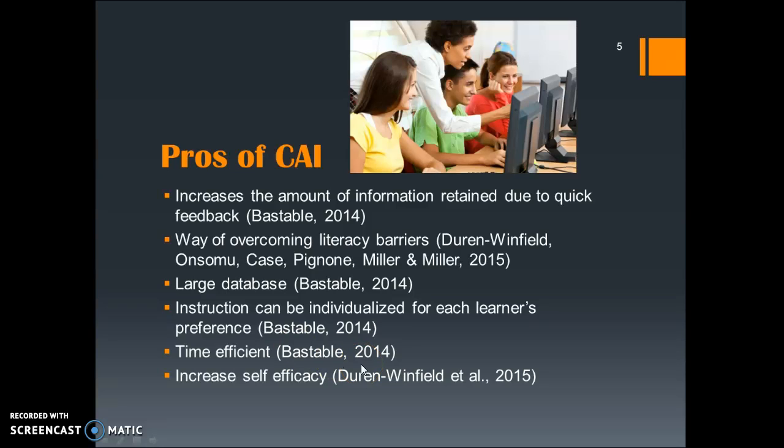Next, a large database. As we know, we can pretty much find anything we want on the computer, wherever we want on the computer, so this is definitely helpful in education. Instruction can be individualized for each learner's preference. Everyone learns at a different pace, so in this case, there's all different types of education that can be found. And next is time efficient. Like I said before, computers are fairly quick, so it does actually speed up the education, at least being able to find different education points.